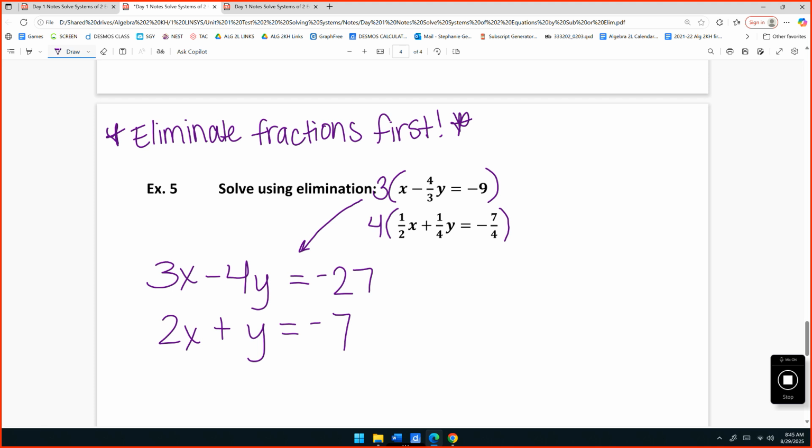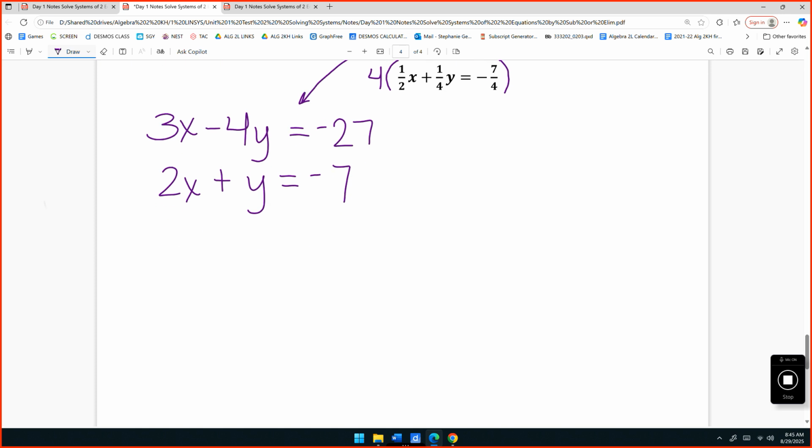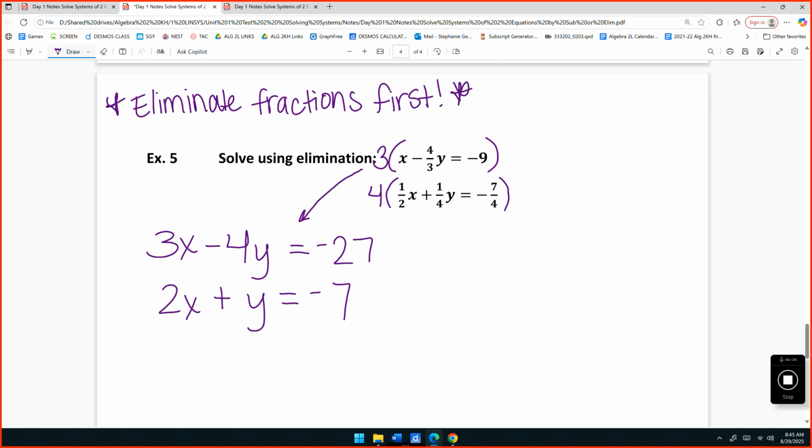All right, here's what I want you to do. Take a couple minutes and go from here. Make your own personal decision about what you want to eliminate. It doesn't matter what you choose. Solve and see if you can get to the right answer, and we'll go over it so you can check yourself in about 3 minutes while I do my attendance, okay? All right, we'll do that right now.